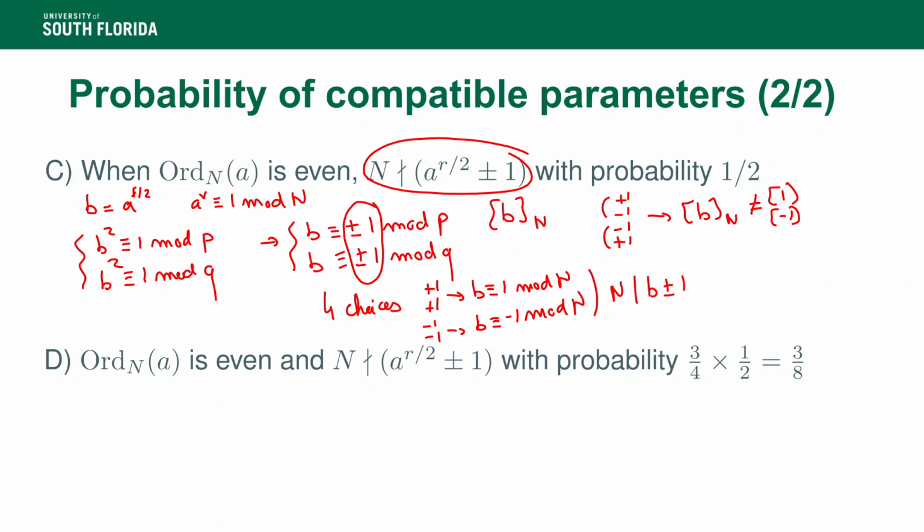And finally, what is the probability that both conditions happen? The order of a mod n is even, and n does not divide this. Well, it's simply the multiplication of those 2 elements. So first, you have the probability that r is even, and then the probability that, given that r is even, n does not divide a to the r/2 plus or minus 1.